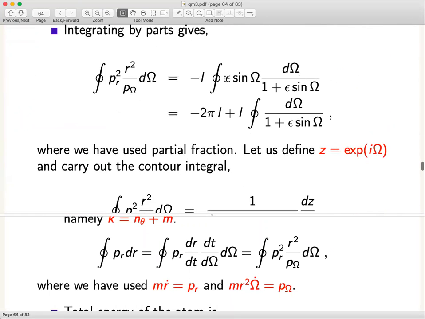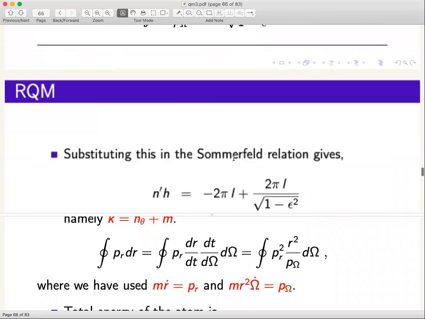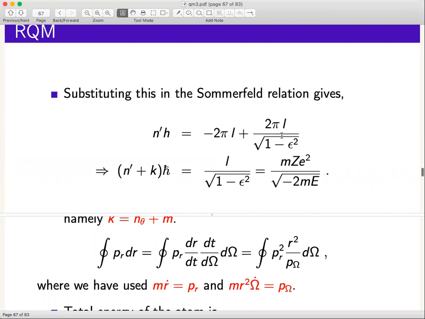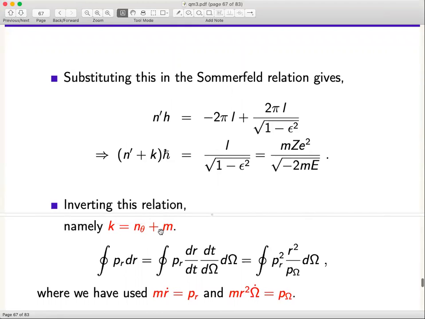So just want to show it again. There's a L sitting outside. So you use that relation and you get 2 pi L upon square root of 1 minus epsilon squared. So now you can pull this quantity on the other side. Remember, L was same as h bar times k in the way the quantization rule was defined.